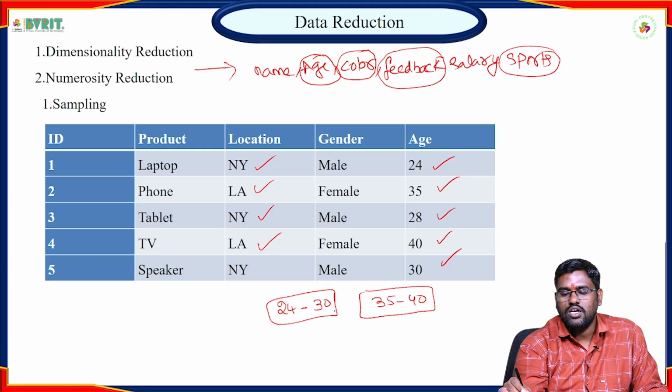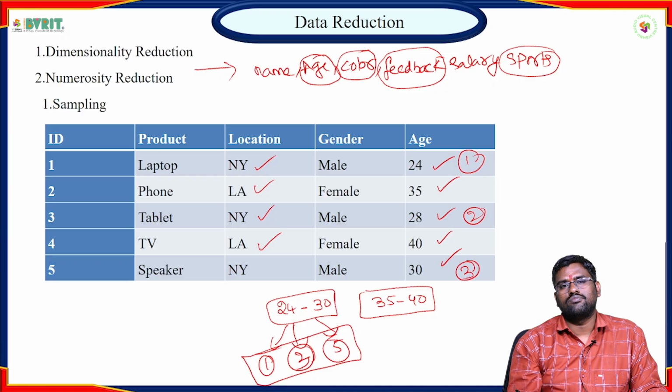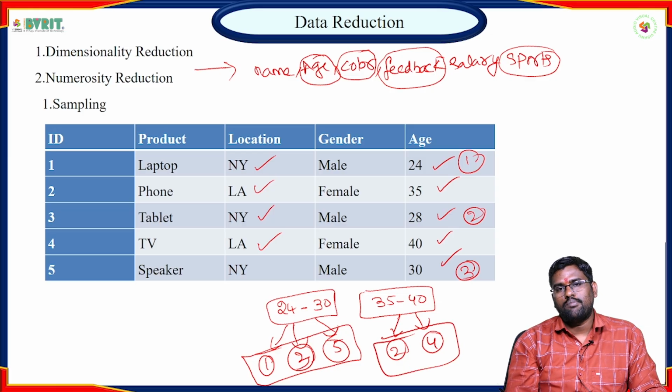24 to 30 is the first constraint, so these 3 values come under this one: the first row, second row, third row and fifth row are placed into the cluster. We are reducing the space. The total 5 rows are divided into only 2 sets of rows. The next 2 are rows 2 and 4. Like this we need to differentiate into the sampling.